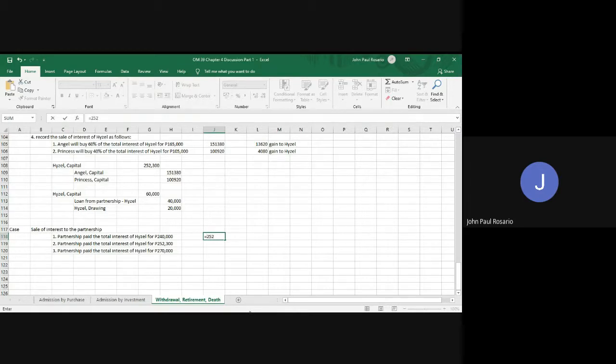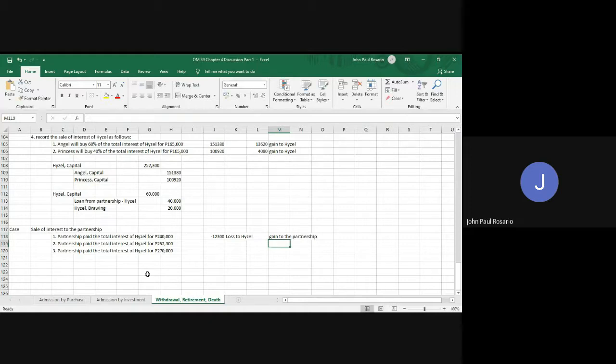Now, for cases like this, kabalo na ta nga for this one, 252, sige. Kung si partnership na dayon ang magpalit sa iyahang interest sa outgoing partner, point of view na dayon sa partnership para di kayo malibugan. So ang gibayad is 240. Ang worth sa amount is 252,300. So this is a loss to Hazel, but this is a gain to the partnership.